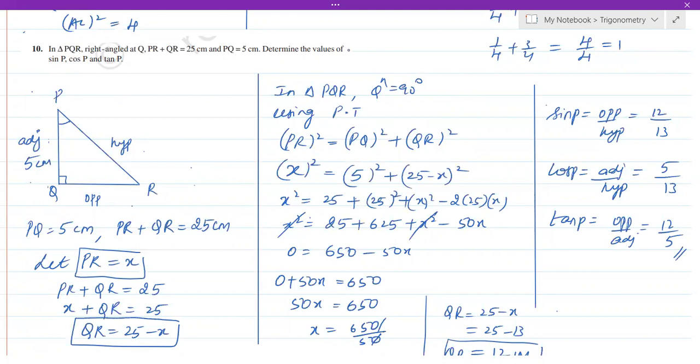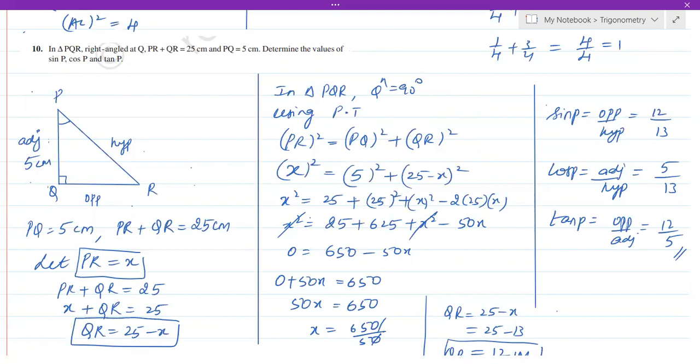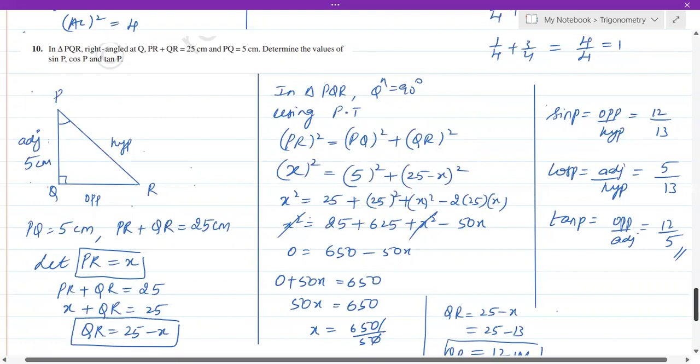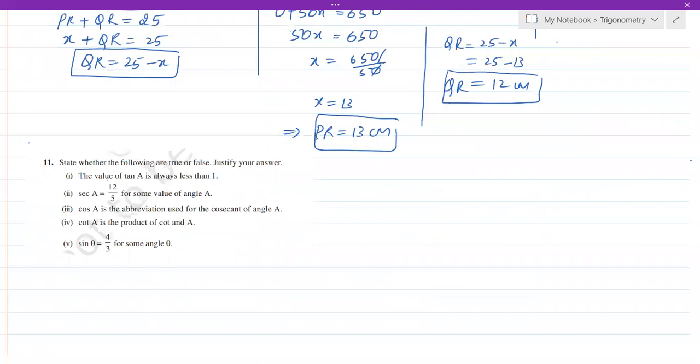Okay. So this is the next question. Here the two sides were not given. The sum of two sides was given. If the sum or difference is given, this is how we solve it. We take one of the lengths as x, find the other length in terms of x, and use Pythagoras theorem to find the value. So let's get into the last question of this exercise.